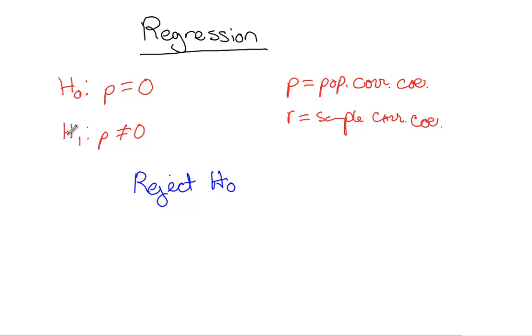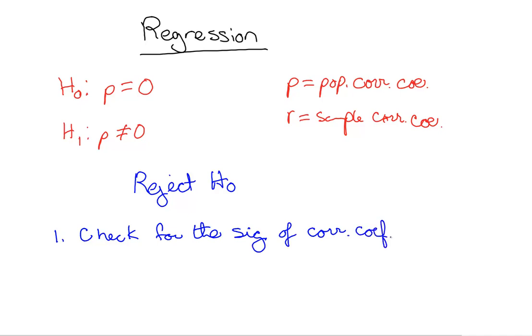So the first thing that you always want to do is check for the significance of your correlation coefficient, and that is, do we reject our null hypothesis or not? The whole purpose of this is so that we can create the best fit line, what we call a regression line.